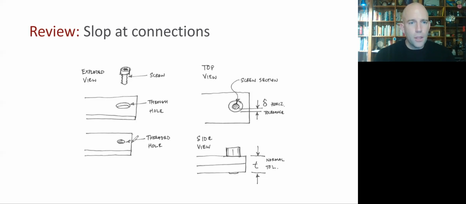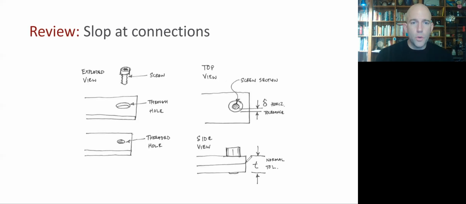And the threads will probably have a fairly tight tolerance. The location of the threaded hole, that will depend on how accurate our manufacturing process is. But this through hole, we're going to need a gap in order to be able to fit the screw in. And that introduces some error. We're not quite sure where the hole will be relative to the screw, which means we're not quite sure where this top component will be relative to the bottom component.